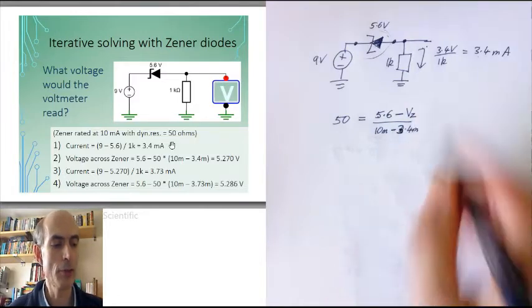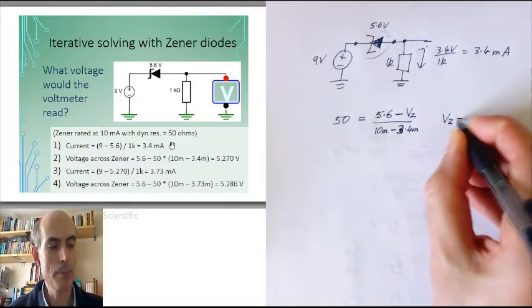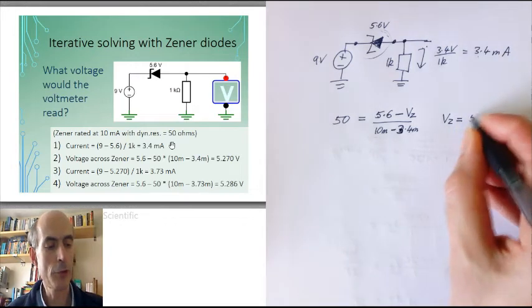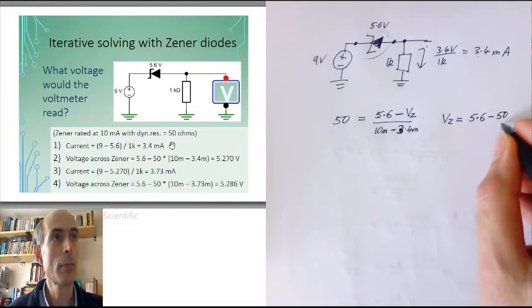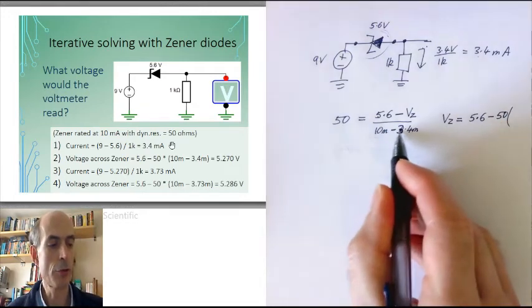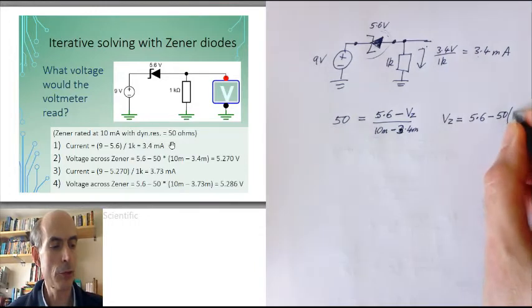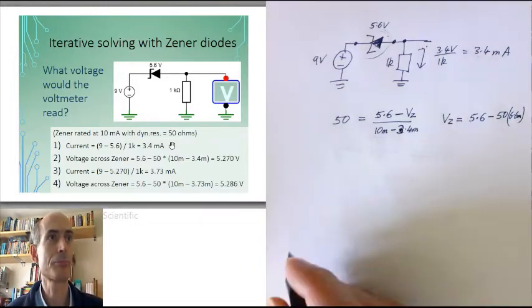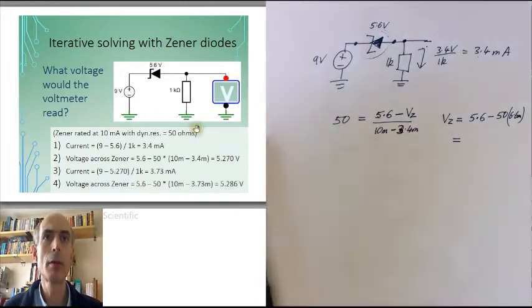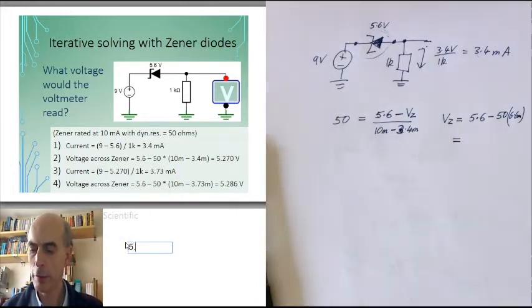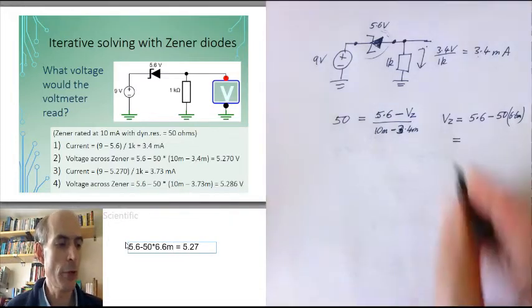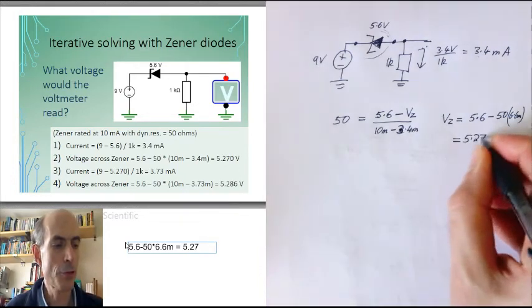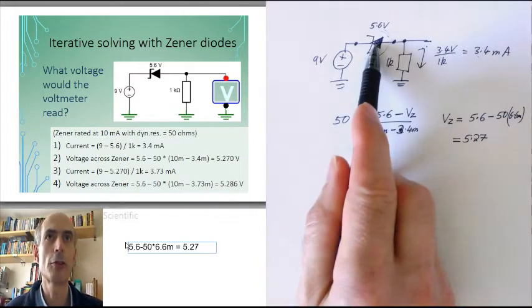I can work out Vz. Vz would just be 5.6 minus 50 times (10 minus 3.4) milli, which would be 6.6 milli. Okay, I can work that out. 5.6 minus 50 times 6.6 milli is 5.27. So that's my second estimate of the voltage across the Zener diode.